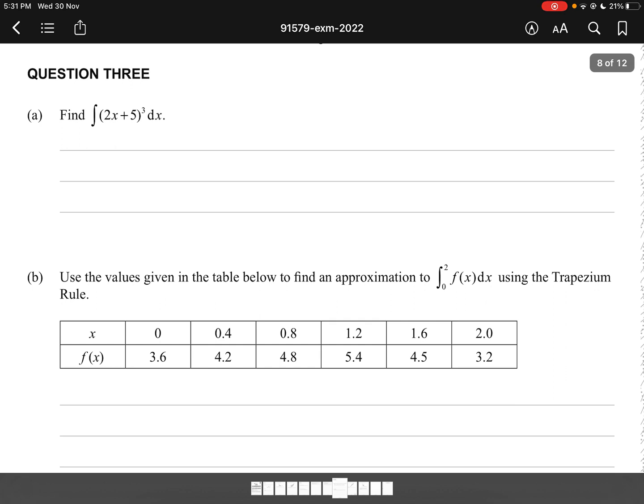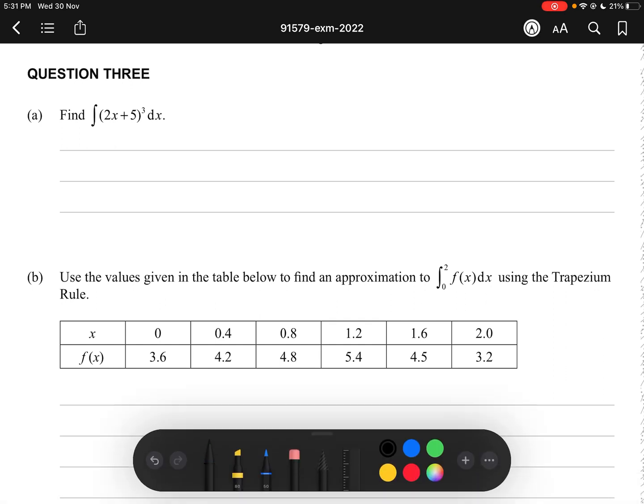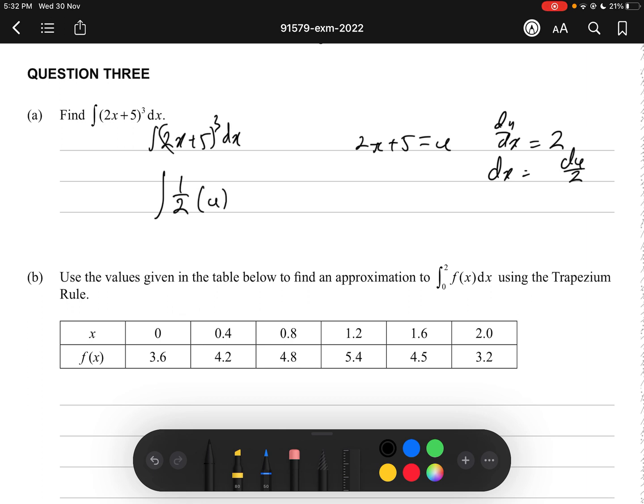So find the integral of (2x + 5)^3 dx. In this case, we have the integral of (2x + 5)^3 dx. If we look at the inner function, 2x + 5, we can use a substitution here. So we can say 2x + 5 equals u, and you get du over dx equals 2. If we plug that in, we can rewrite dx equals du over 2. So you get 1/2 of the integral of u^3 du, and that equals 1/8 of u^4 plus c, which equals 1/8 of (2x + 5)^4 plus c.